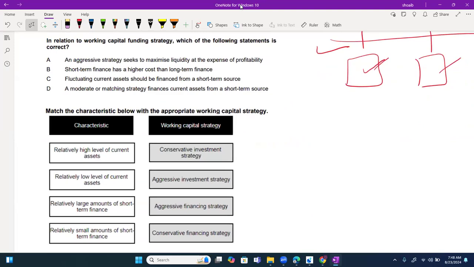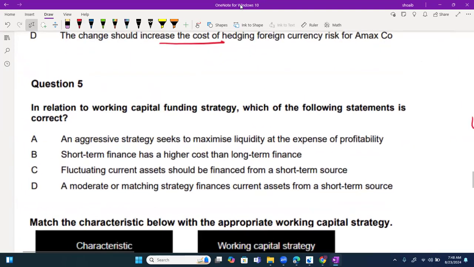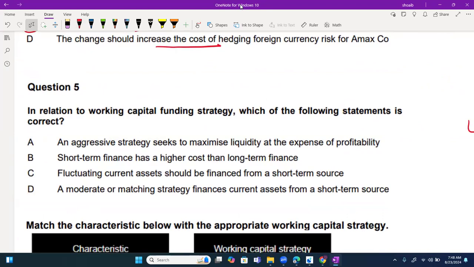In relation to the working capital funding strategy, which of the following statements is correct? An aggressive strategy seeks to maximize liquidity at the expense of profitability. No. Aggressive strategy seeks to maximize profitability. Short-term finance has a higher cost than long-term finance. Long-term finance always has a higher cost. Fluctuating current assets should be financed from a short-term source. Okay. A moderate or matching financing strategy finances current assets from short-term finance.